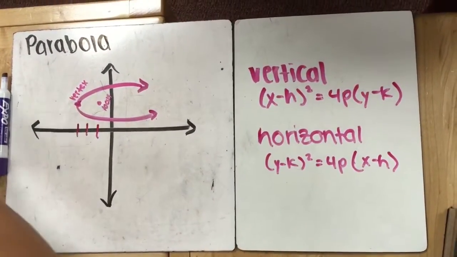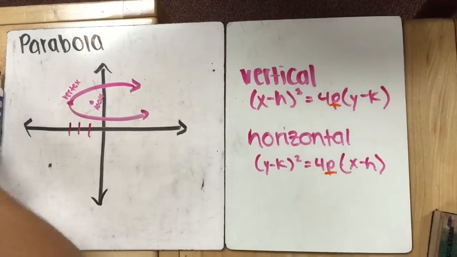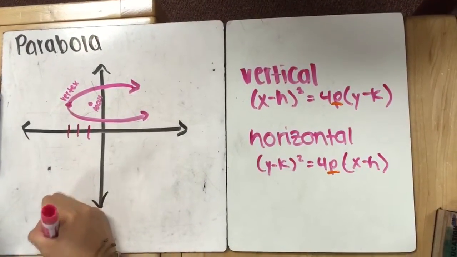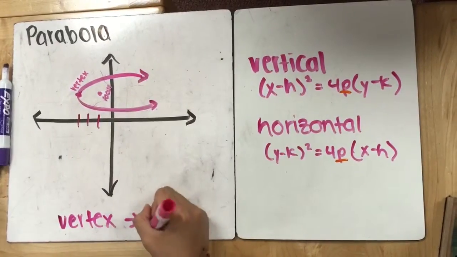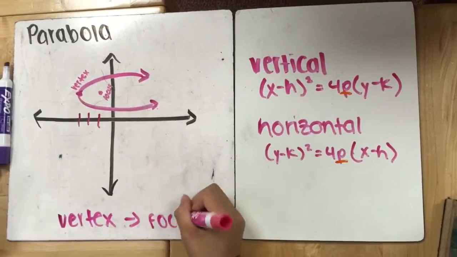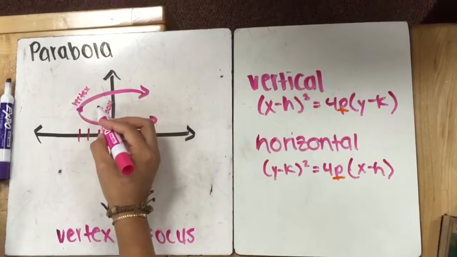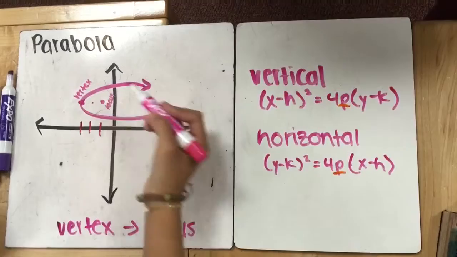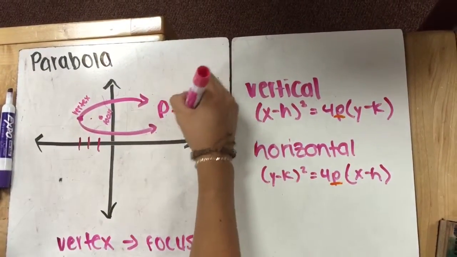As you might have noticed, each equation has p, and p is the distance from the vertex to the focus. So in this horizontal parabola, for example, from vertex to focus would be 1, 2. So p would be equal to 2.